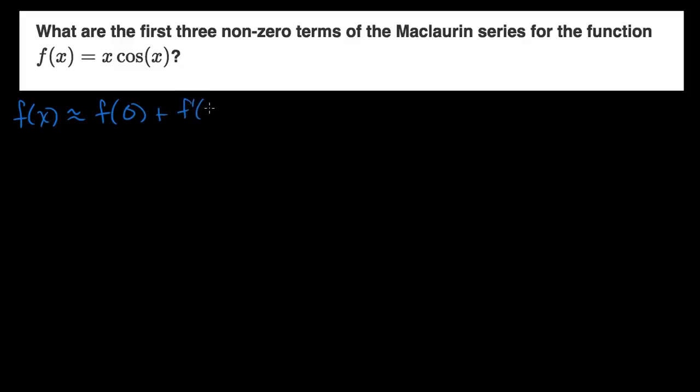Plus f prime of 0 times x plus the second derivative evaluated at 0 times x squared over 2, plus the third derivative evaluated at 0 times x to the third over 3 factorial. We could view this 2 as 2 factorial as well. And we keep going on and on forever.